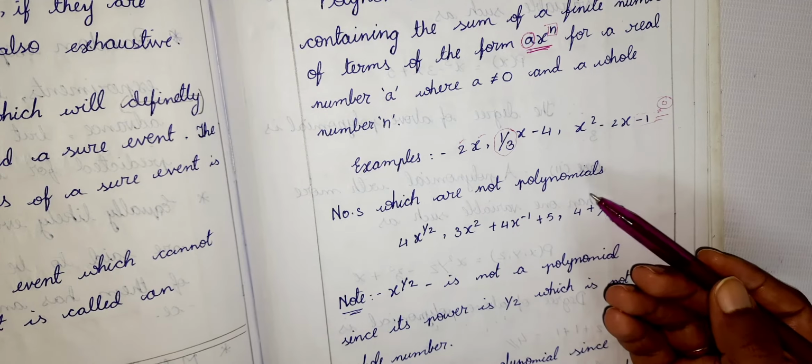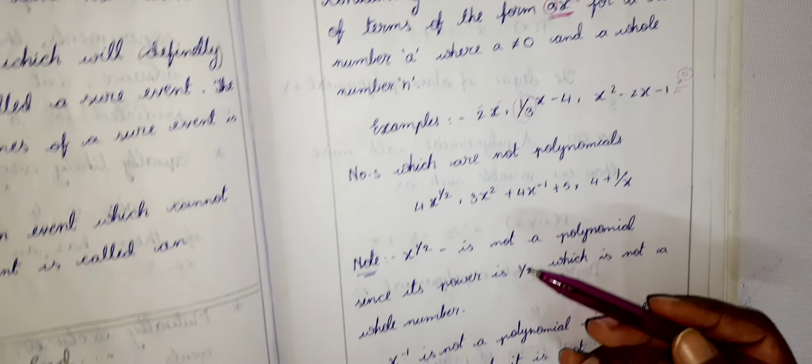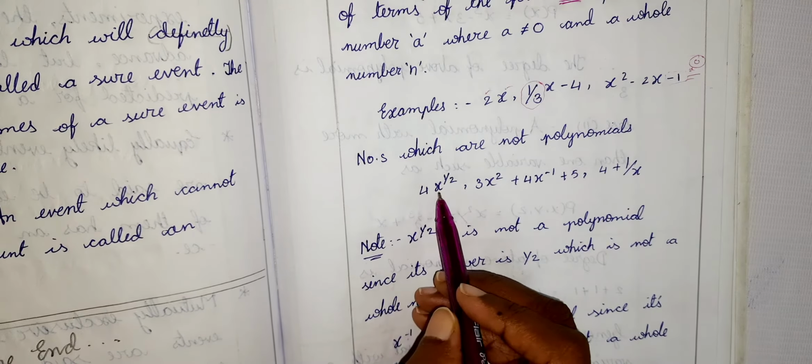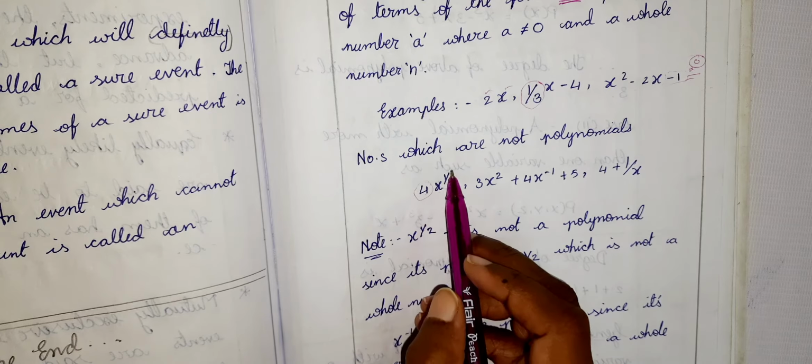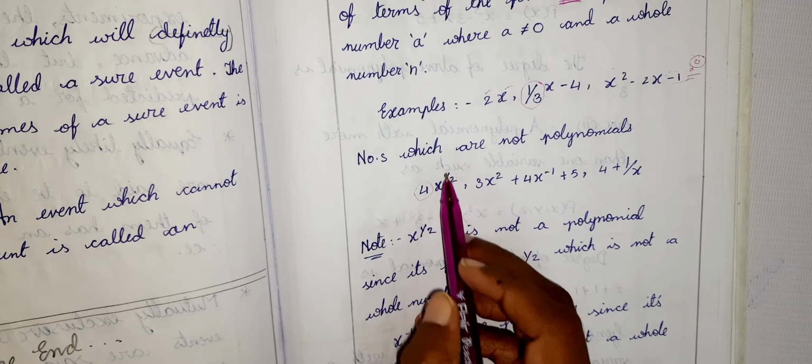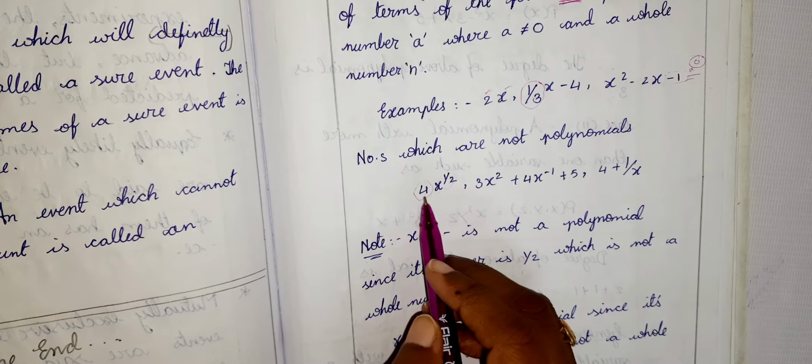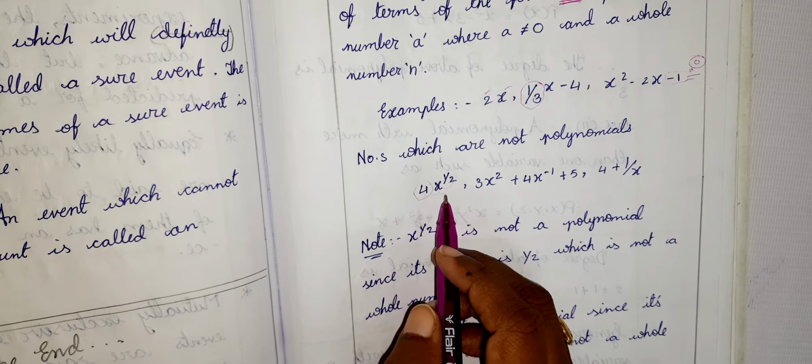Right, now let us see which are not polynomials and why. See, 4x^(1/2). 4 is a real number, not an issue. x^(1/2), but half is not a whole number, therefore it can't be a polynomial.